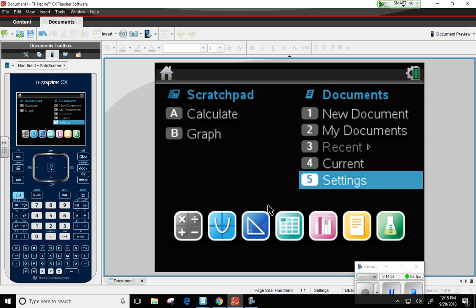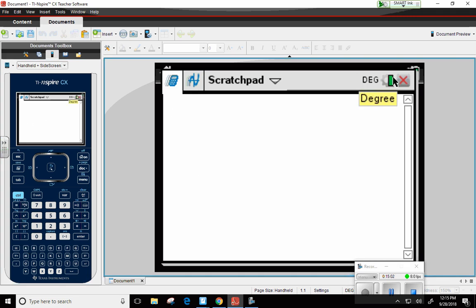But then after that, it'll revert back to what it was. So you have to make it the default. Okay. And even here, let me go to my home screen. You'll see at the very top of the scratch pad, it says DEG, so I know I'm in degree mode.